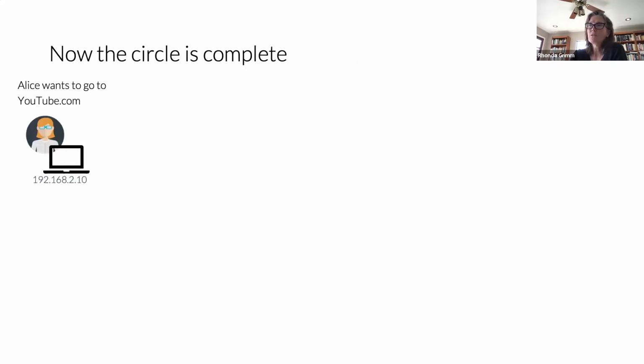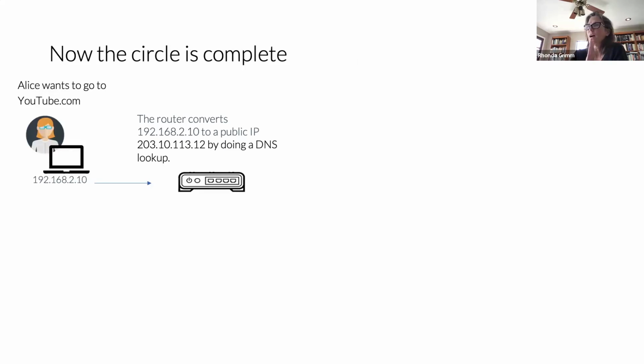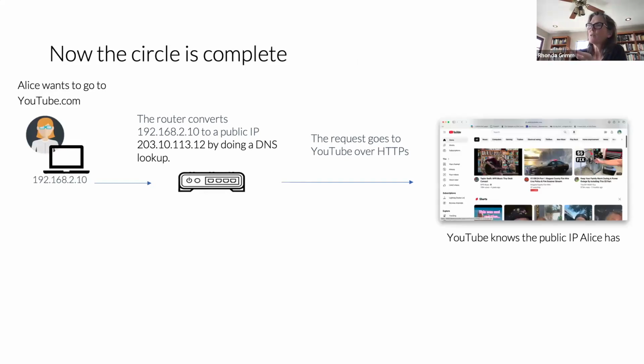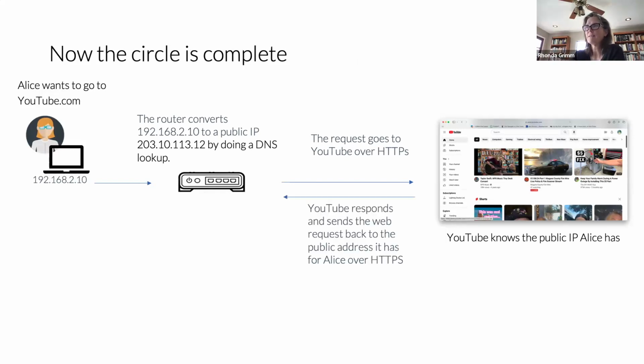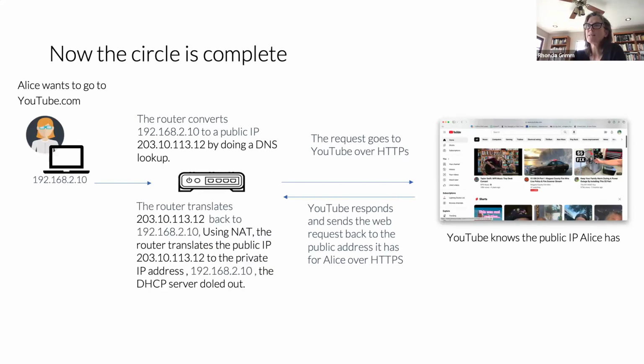Alice wants to go to youtube.com. The router converts her private IP address to a public IP address, and then does the DNS lookup, and sends the request over to YouTube. YouTube knows the public IP address Alice has, responds using HTTPS, and sends the web page back to her. The router translates the public IP address back to her private address using NAT.